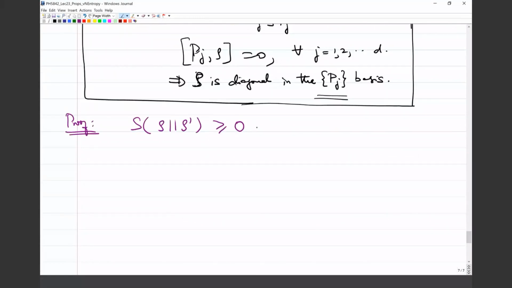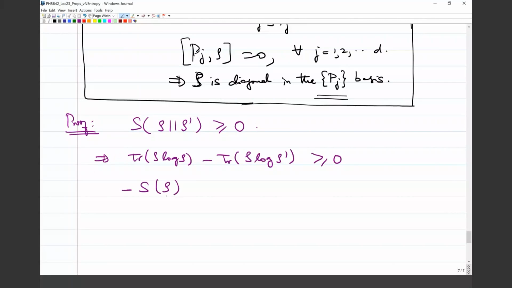So once again, this means that trace rho log rho minus trace rho log rho prime is greater than or equal to 0. This is minus S of rho, right? So let me take the minus S of rho to that side. So this means S of rho is less than or equal to negative trace rho log rho prime. So all that remains is to show that this negative trace rho log rho prime is nothing but S of rho prime, right? And then we are done.